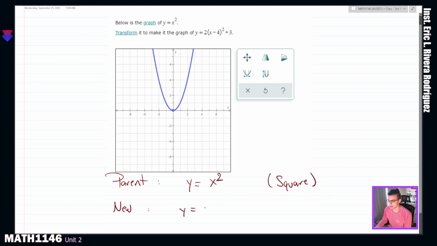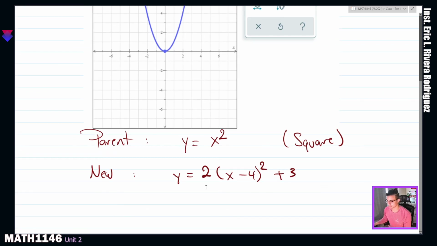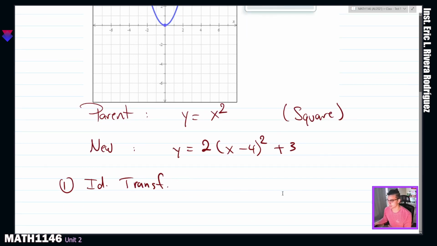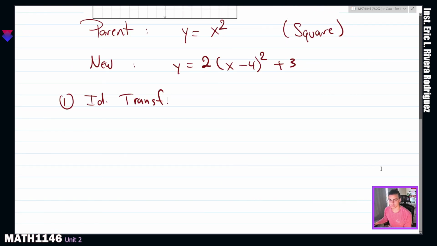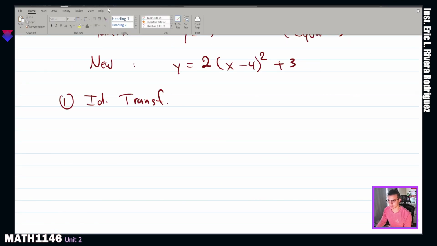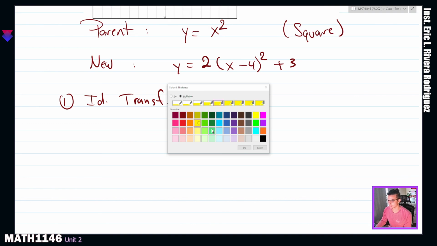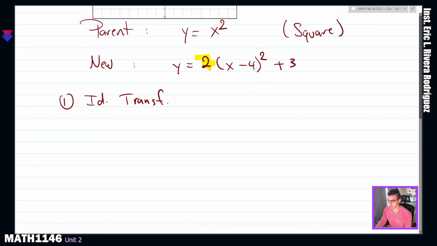Now the new function will be y equals 2 times x minus 4 squared plus 3. Okay, so it's number 1, identify transformations. To do that, we need to identify the differences between the two equations that we have here. So that is that 2 there, multiplication by 2, that minus 4, and this plus 3.